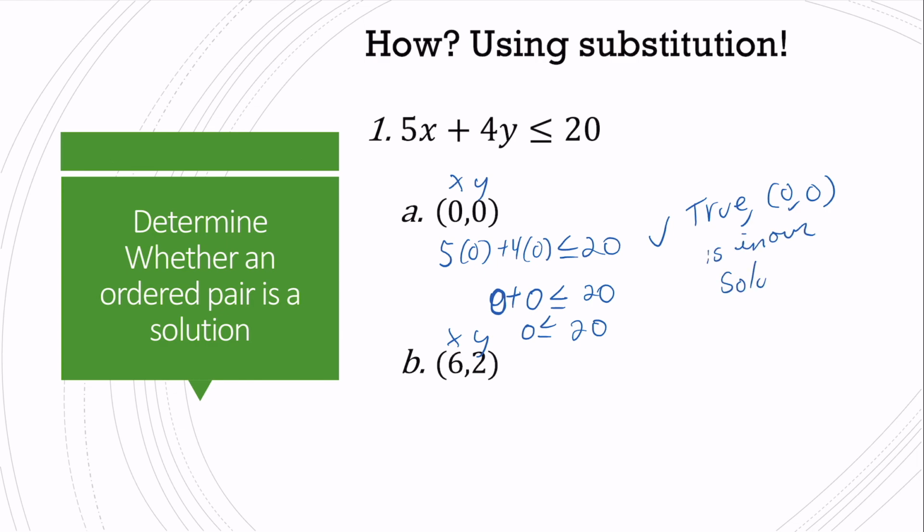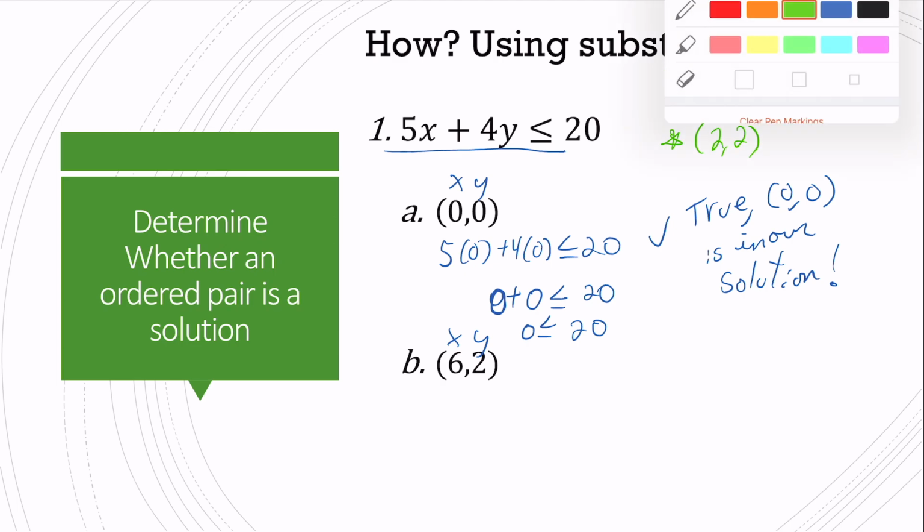It's not our only solution, it's one of infinitely many solutions, but this ordered pair makes this inequality a true statement. And I'm sure you could think of some other ordered pairs that would make this inequality a true statement. Like for example, maybe (1, 1) or (2, 2), right? Because 5 times 2 is 10, 4 times 2 is 8, that's still less than 20. You could even get creative, get some negatives up in there, right? There are infinitely many solutions.